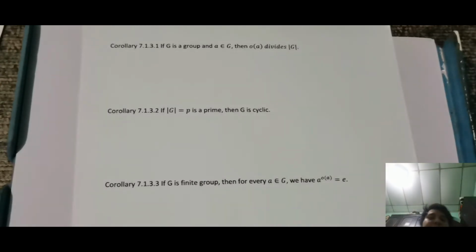Pero ito muna tayo pag-usapan. So let's have the corollary. Again, these are the consequences of theorem of Lagrange. Okay, so we have corollary 7.1.3.1. Kung napansin mo, 7.1.3.1, so meaning part siya or nanggaling lang siya kay Lagrange theorem. So 7.1.3 kasi si Lagrange kung naalala nyo.